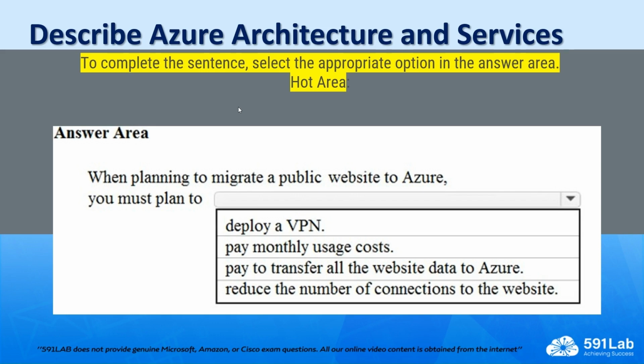Choice B here is saying pay monthly usage costs. Of course, as seen with the resources in Azure or any other cloud, you will need to pay for the monthly usage cost. When you're paying for the monthly usage cost, that is usually what we call the pay as you go model. But when you do reservation, you are reserving for 1 year or for 3 years. So when you're planning to migrate a website to Azure, you'll have to pay for the monthly usage cost that falls under the pay as you go model.